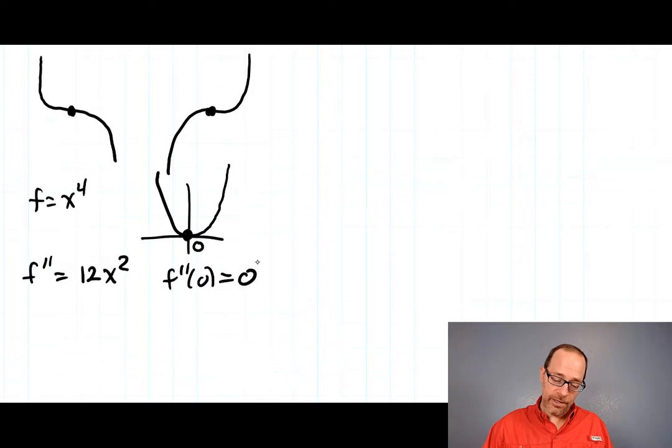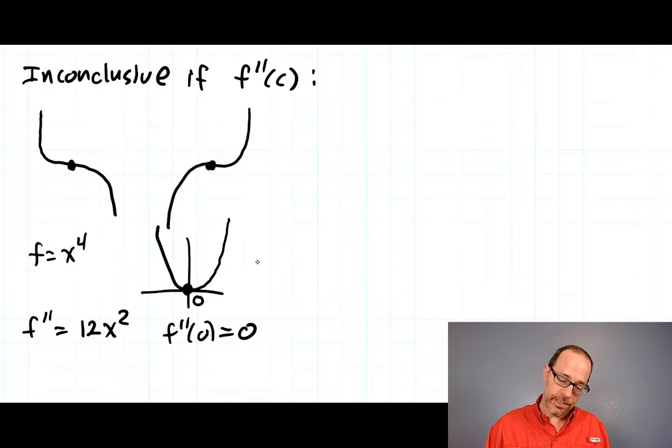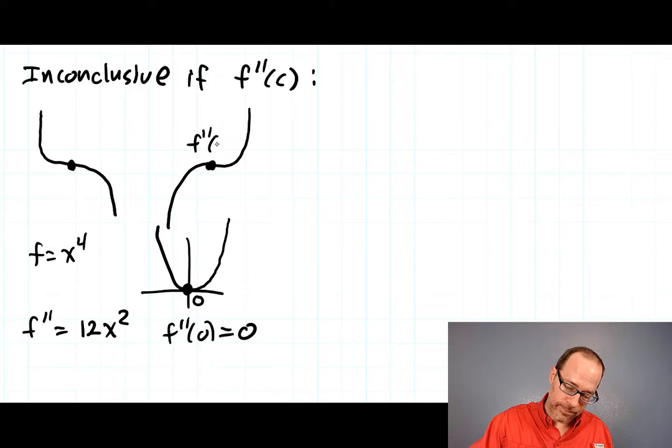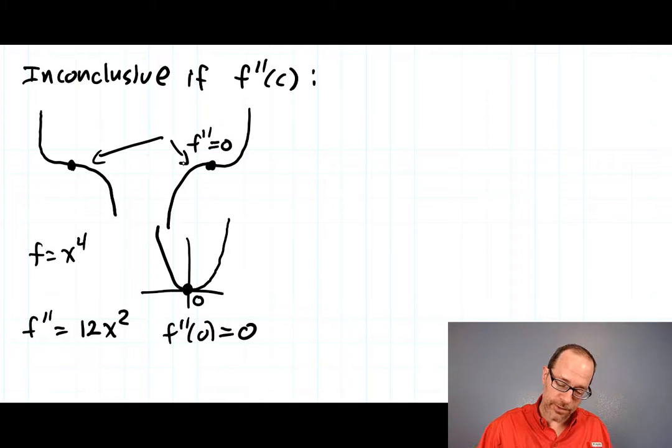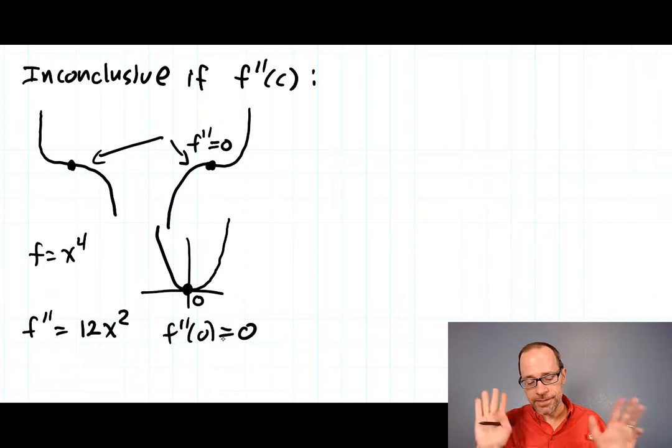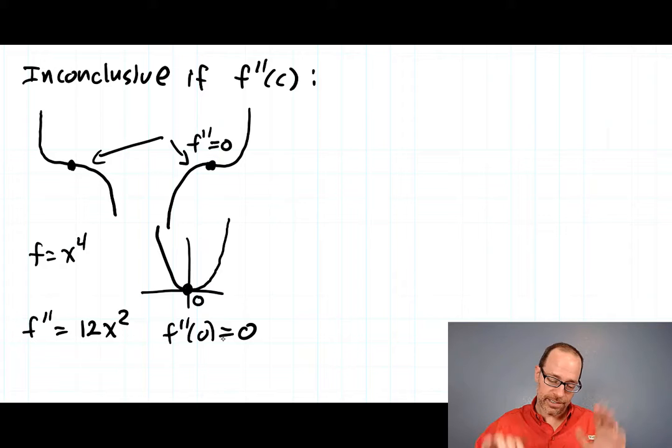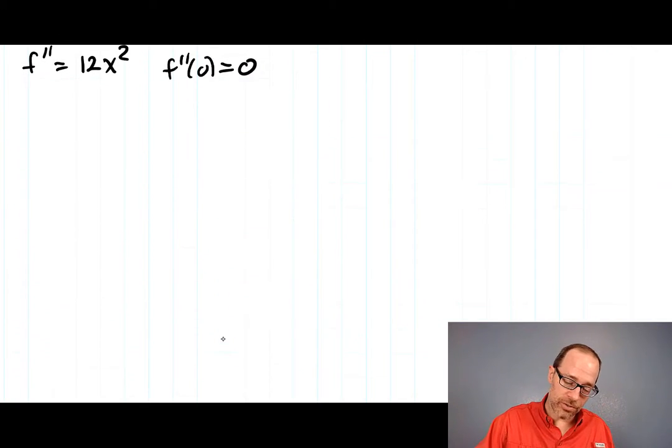And you can't tell really the difference between the second derivative being 0 here, where it's neither max or min, or second derivative being 0 here, when it really is a local max or min. And so, because of that, we just rule out the test. If the second derivative is 0, you just don't use it.